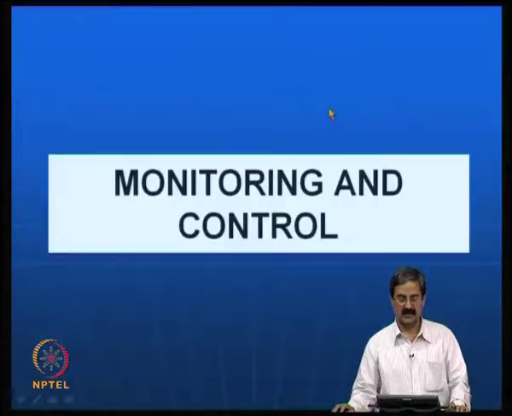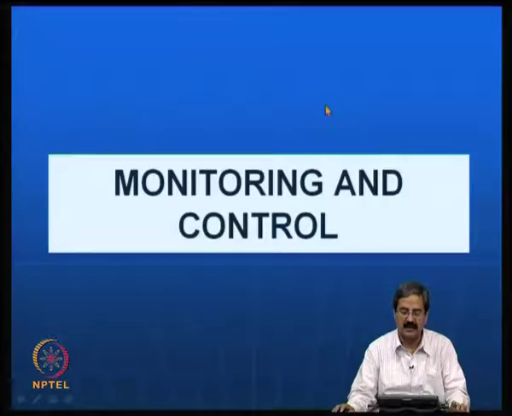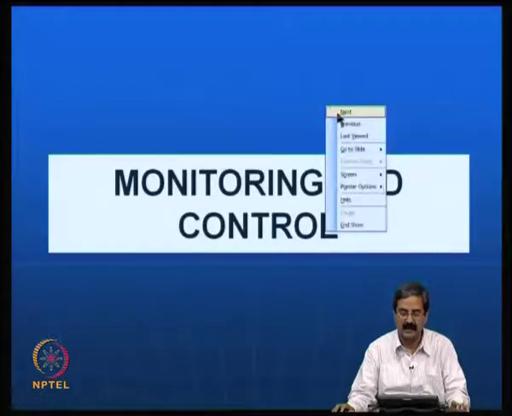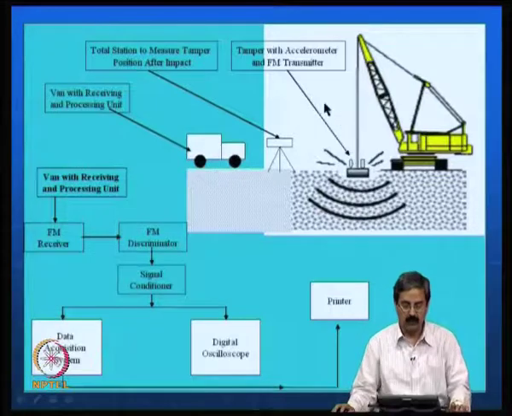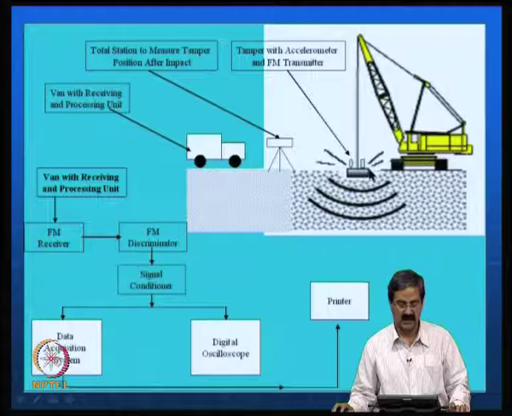So, monitoring and control is another important point in dynamic compaction, and what we do here is that you can see this is the machine that can do the dynamic compaction, and it has a tamper with an accelerometer and FM transmitter. This is one thing.